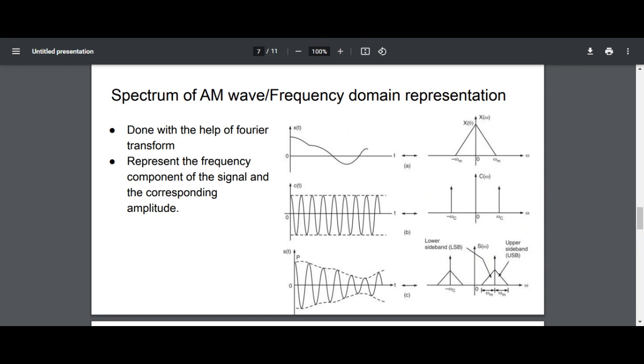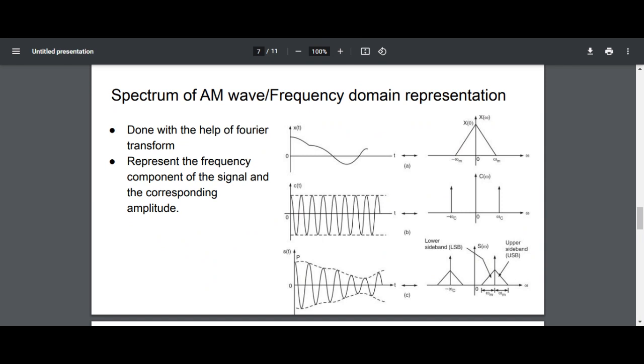Till now, we have seen the time domain only. Now let's have a look at the frequency domain representation. This is done with the help of the Fourier transform. It gives a picture of which frequency components are present in the signal and their corresponding amplitudes.